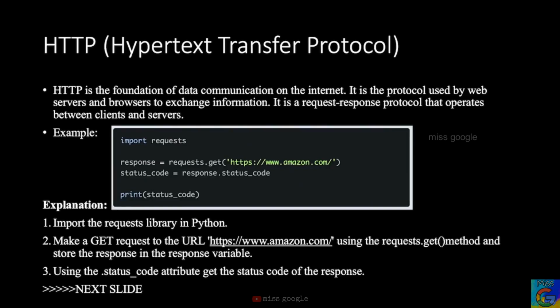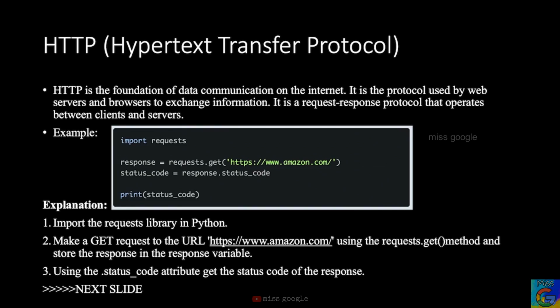So let's move on to our HTTP page. Essentially, this page will be talking about the Hypertext Transfer Protocol, which as mentioned earlier, is a protocol used by web servers and browsers to exchange information. HTTP operates between clients and servers in a request-response protocol. So you can use the Python requests library to send an HTTP GET request to a website and retrieve its response status code. We'll be looking further on how to install the requests library using the pip command.